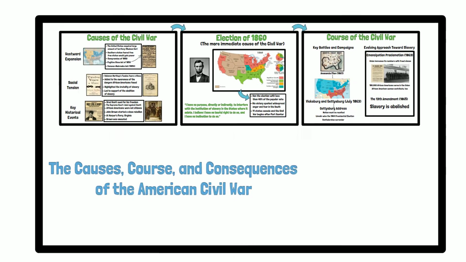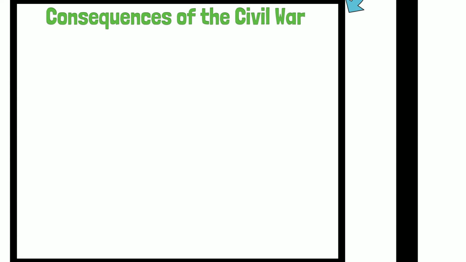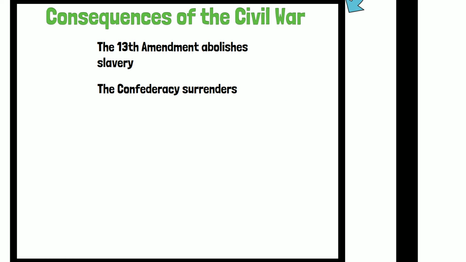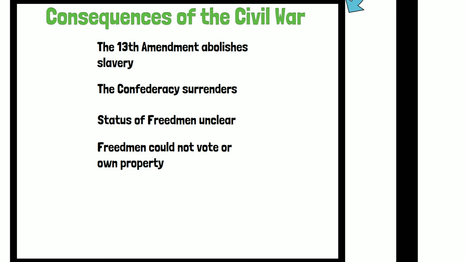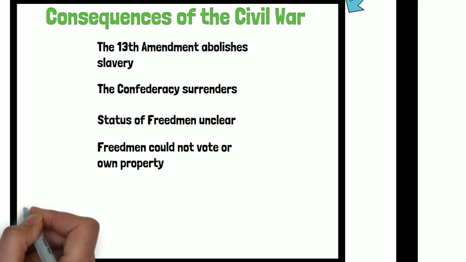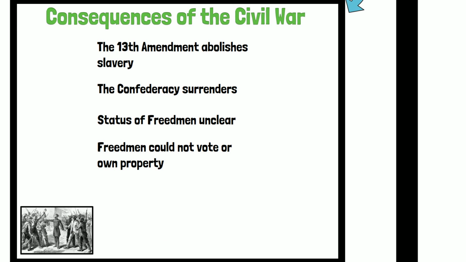Finally, let's take a look at the aftermath of the war. The immediate consequence of the Civil War was the abolition of slavery and the surrender of the Confederacy. But much was still left unclear by the end of the war. While slavery was now illegal, what would be the status of those who were freed by its abolition? The freedmen were still not able to vote, own property, or enjoy the other benefits of citizenship.